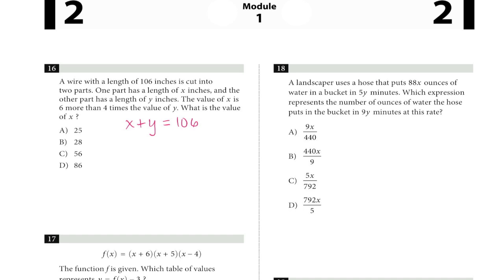Then the third sentence says the value of x is, and "is" in math usually means equal, so x is 6 more than 4 times the value of y. So 4 times the value of y, and then it's 6 more than that, so plus 6. Very often the addition or subtraction is the first thing that's said, so 6 more, but we usually like to put that at the end of the equation. That's why here I have 4y plus 6. So we just created a system because we have 2 equations and 2 unknowns.